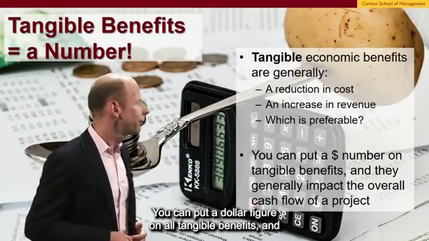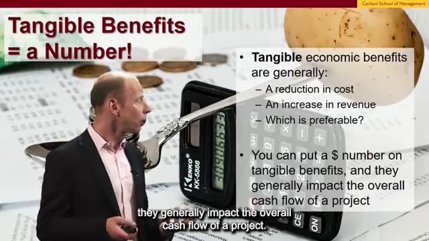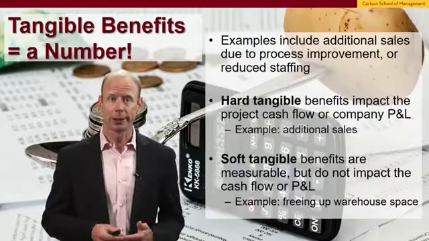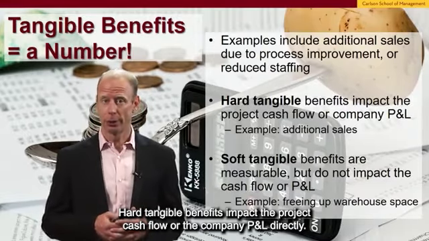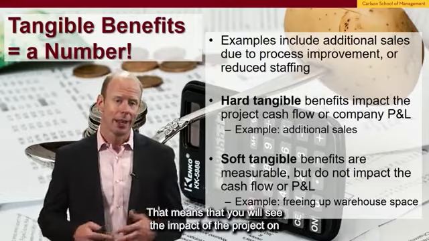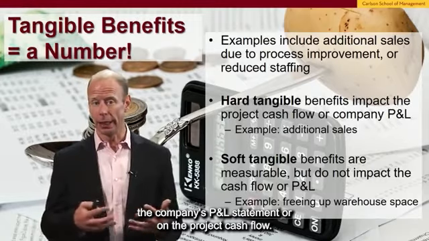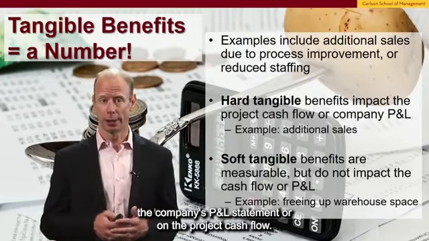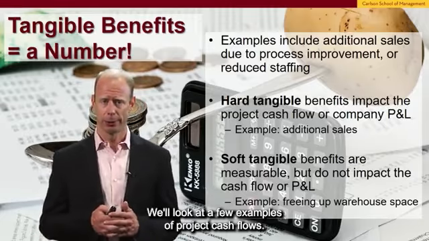You can put a dollar figure on all tangible benefits, and they generally impact the overall cash flow of a project. Hard tangible benefits impact the project cash flow or the company P&L directly. That means that you will see the impact of the project on the company's P&L statement or on the project cash flow. And we'll look at a few examples of project cash flows.